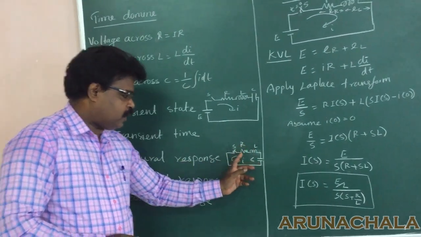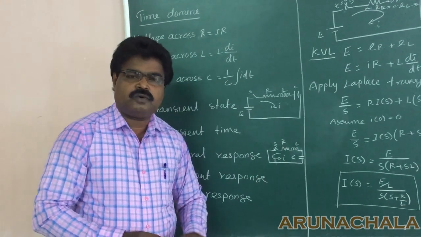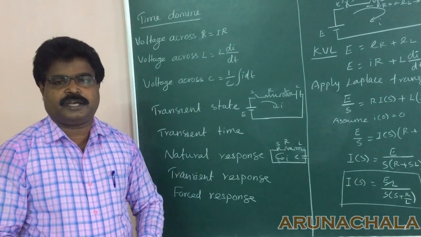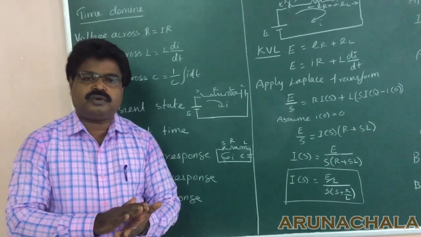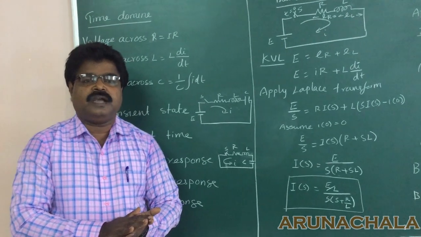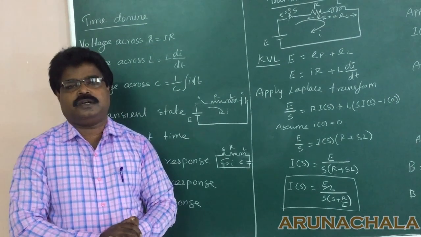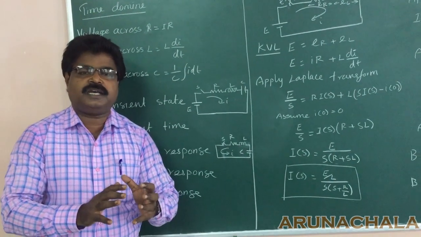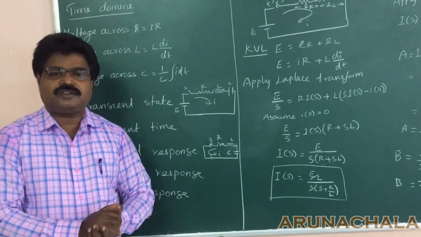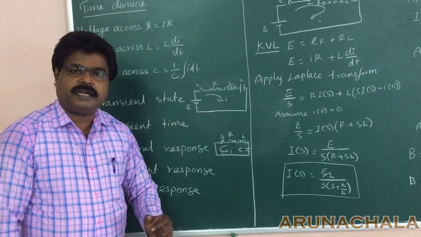So the energy storing device, the energy stored in the circuit, will inject the energy into the circuit. In the case of natural response, the circuit is without source, and the response is purely based on the energy stored in the circuit. So the behavior of the circuit is purely based on the energy stored in the storing device. That's called natural response. So the circuit consists of this energy storing device.